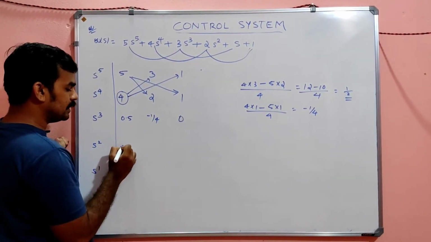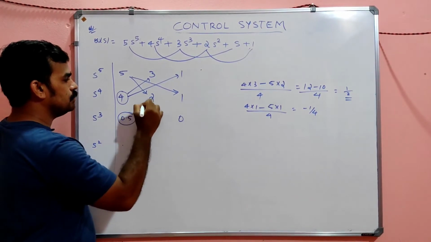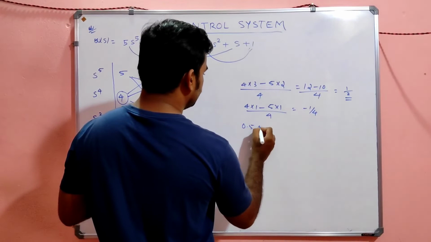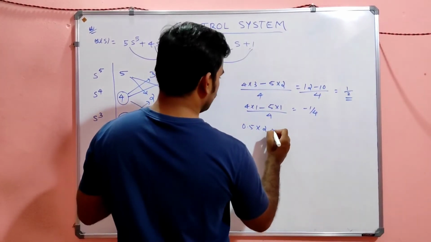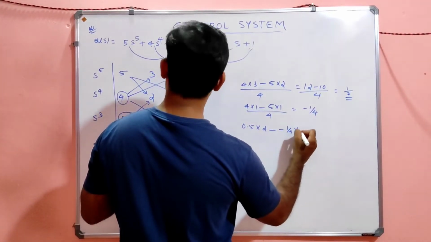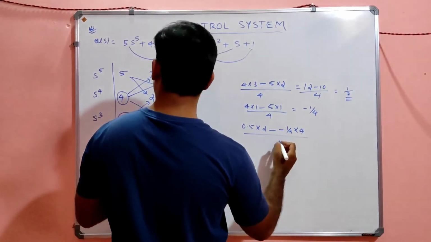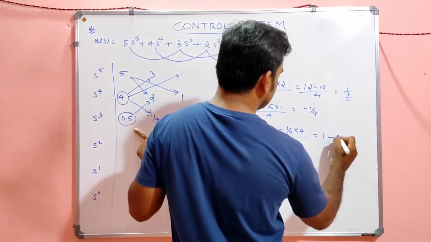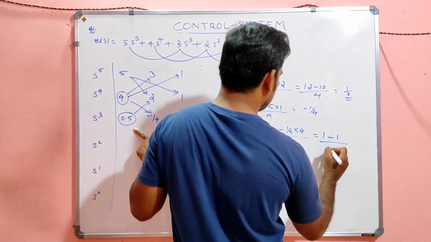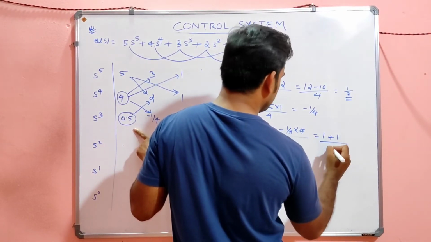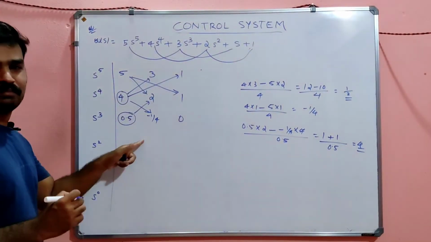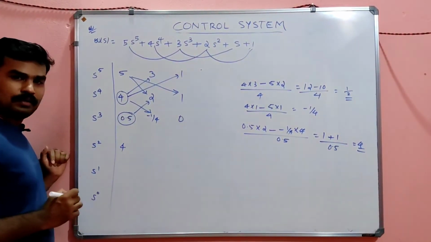So for finding this unknown, focus on this. This into this minus this into this all by this. So it will become (0.5 into 2 minus 1 by 4 into 4) whole divided by 0.5. So it will become 1 minus 1... 1 plus 1 divided by 0.5. So it is nothing but, my dear, 2 by 0.5, which is nothing but 4. So now you got 4.